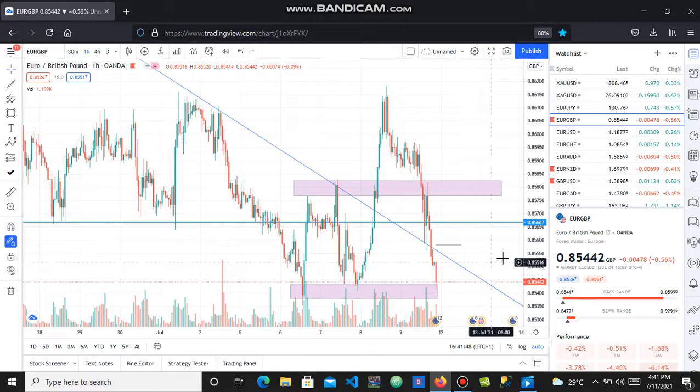So that's how we draw the SNR. Look at this, like a header and shoulder. So look at it. This is it. You could see.